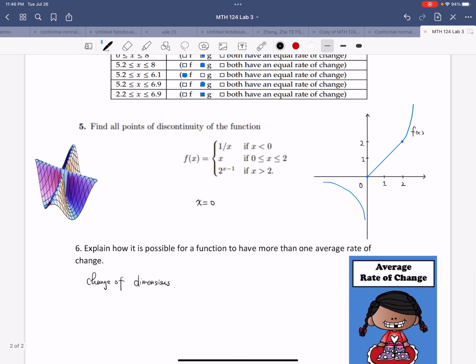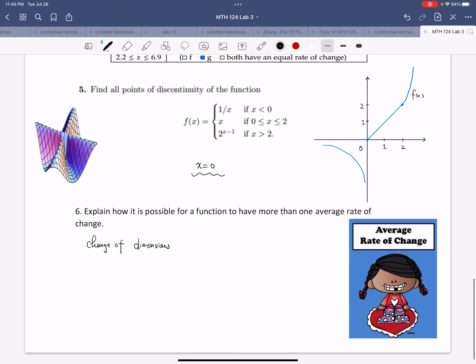And question 5, find all the points of discontinuity of the function. So yes, I drew the graph of the function here. As you can see, the function is not continuous at x equals 0, right? It's kind of clear.